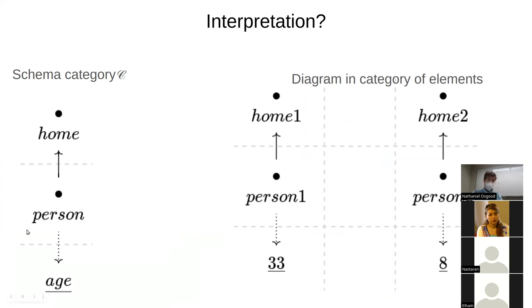So if in a schema category, we have an object called home, an object called person, and an attribute called age, what would be the interpretation? If this is our C set, the mapping of this into Set, and this is what it is in the category of elements, what does it consist of? How many people do we have? Two in our C set. We have two people. One of them is how old?